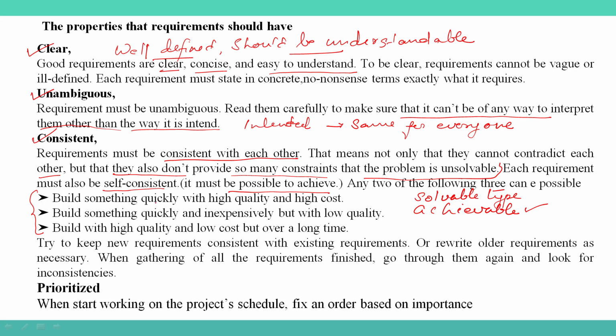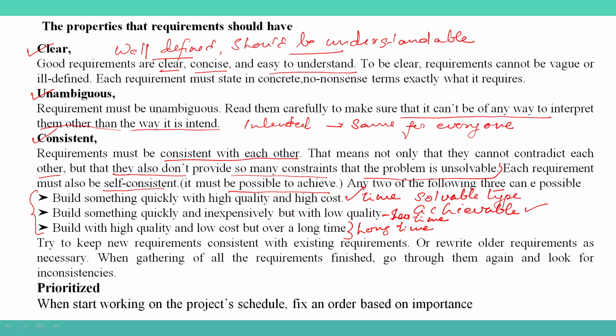If you build something quickly with high quality and high cost, this takes time. Build something quickly and inexpensively with a low quality, that is less time. Then build with high quality and with low cost but over a long time. Here also the problem is long time. So you have to decide which one we will look into.